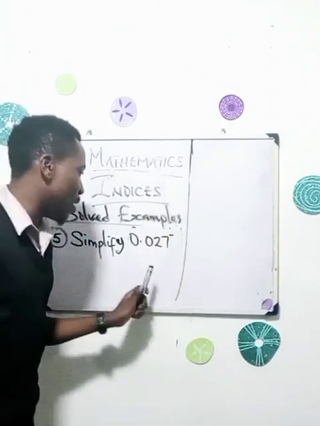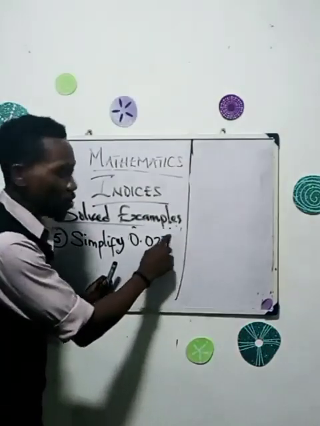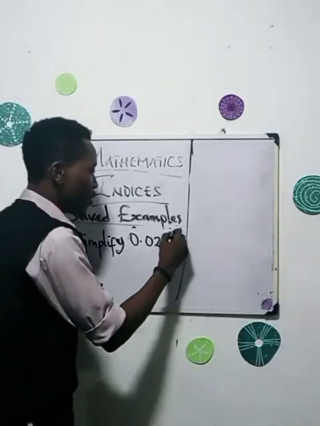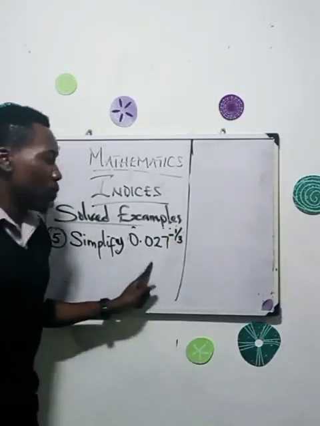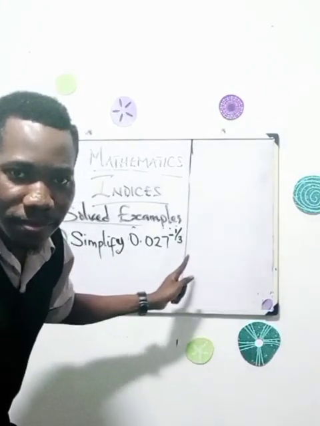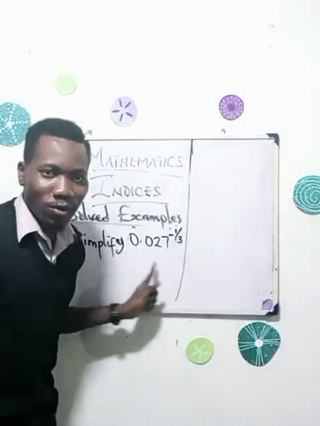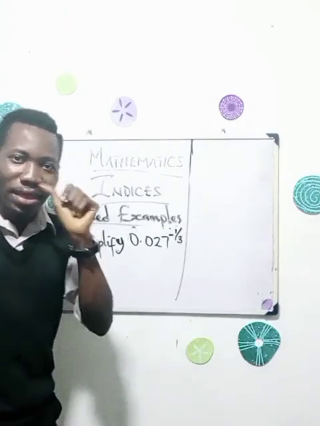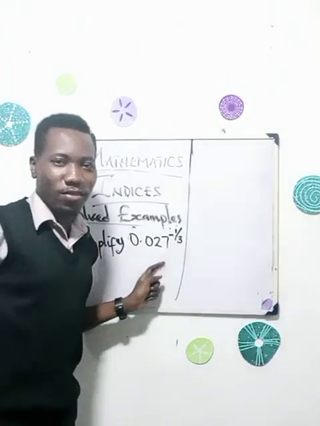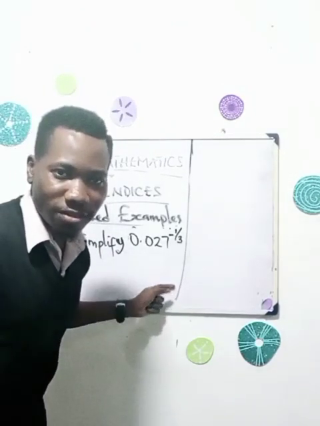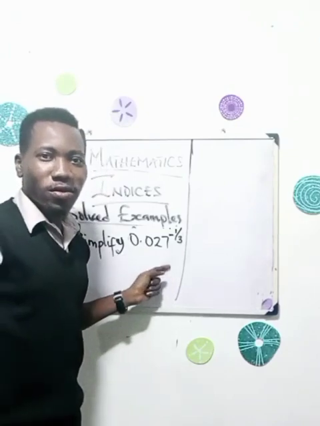So 0.027 raised to the power of minus 1 over 3. We have to simplify. Okay, so when you have a decimal like this, the first thing you want to do is to change your decimal to a fraction. You want to change your decimal first to a fraction.